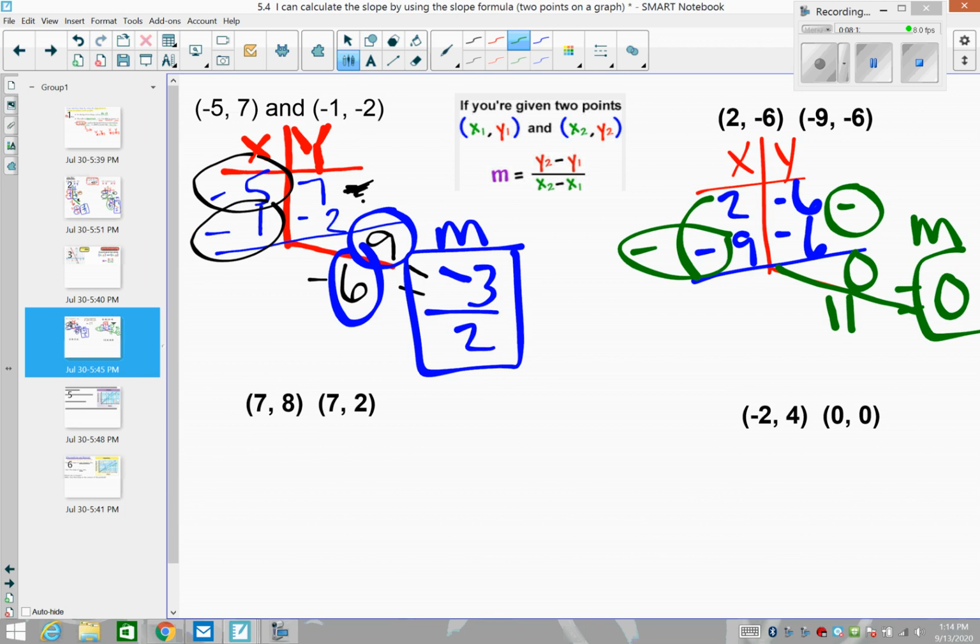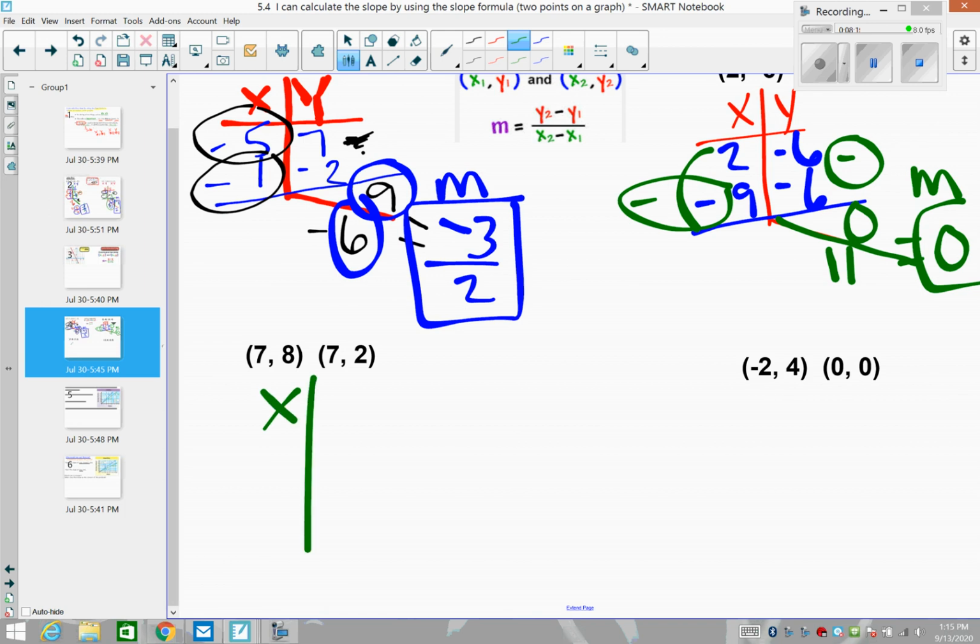Again, pause the video at any time if you're struggling with the slope formula. All right, group, next problem. How do we find the slope when we don't have a picture?